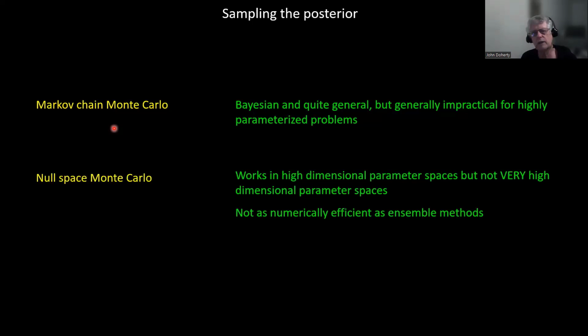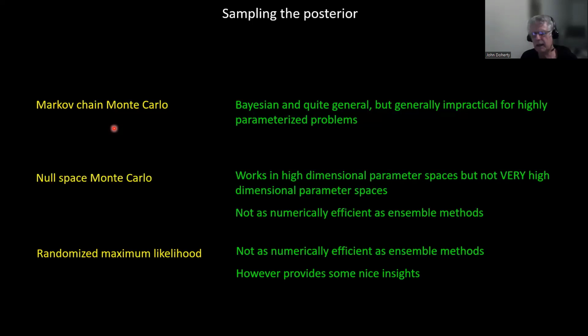Null space Monte Carlo used to be one method you could use through the PEST suite. I don't use it now, it's superseded by ensemble methods. Another method that had some currency in the petroleum reservoir modeling industry for a while was randomized maximum likelihood. Now, it's also not very efficient, but I'm going to talk about it, because this is going to be our way in to ensemble methods, because ensemble methods apply the same principle, but in a much more efficient way. So let's just spend a few moments talking about randomized maximum likelihood.